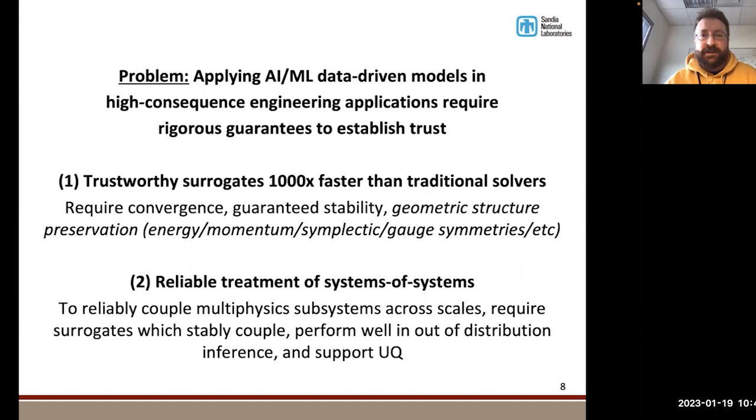Especially at Sandia, it's a national laboratory. We have a lot of national security problems. A lot of these are high consequence engineering applications, and you can't just make a prediction. We actually have to guarantee that there's some trust built into those predictions that we're making, because lives are potentially at stake. So the kind of goals that we have are a means to replace a forward simulation. Think about a Navier-Stokes solver or solid mechanics solver or something like that. But we need it to be 1,000 times faster because we have to do this in real time.